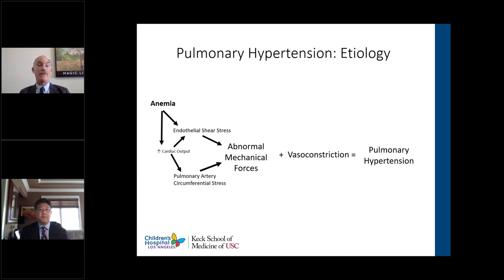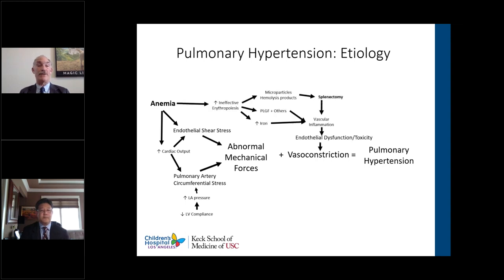Also, any impairment of the left ventricular relaxation, which happens over time in thalassemia, leads to increases in left atrial pressure and pulmonary hypertension. But the more powerful forces are actually the vasoconstrictive forces. The ineffective erythropoiesis releases three toxic substances to the vasculature. The first is that it promotes iron absorption and circulating iron, which is toxic to vascular endothelium.